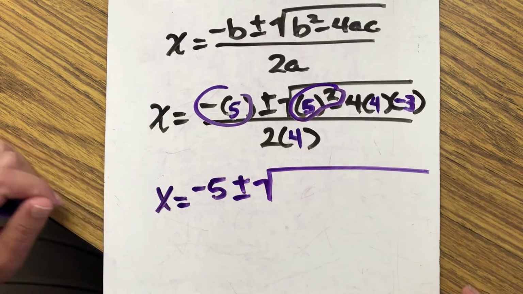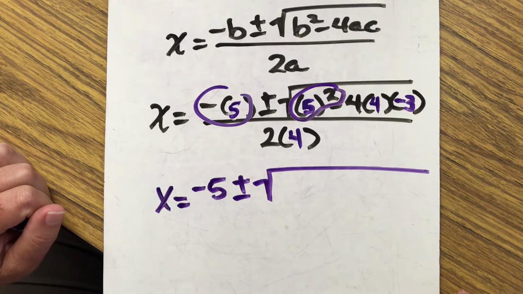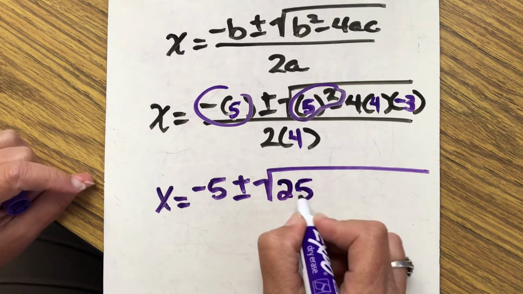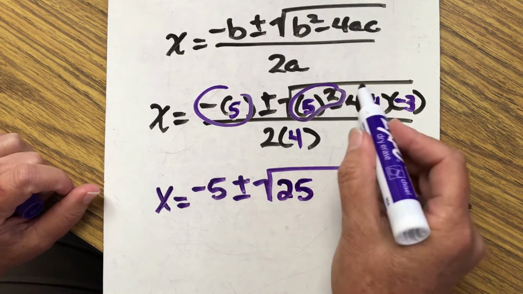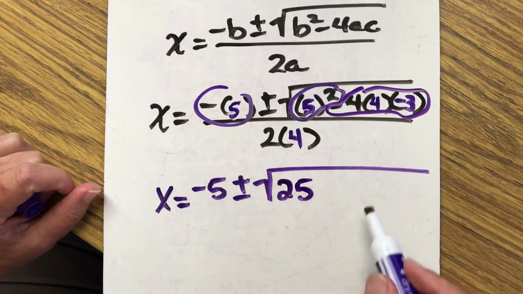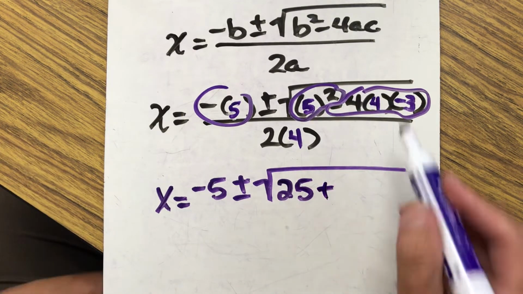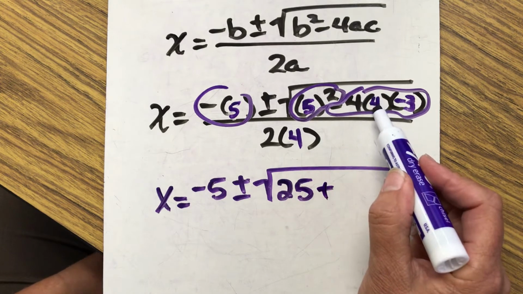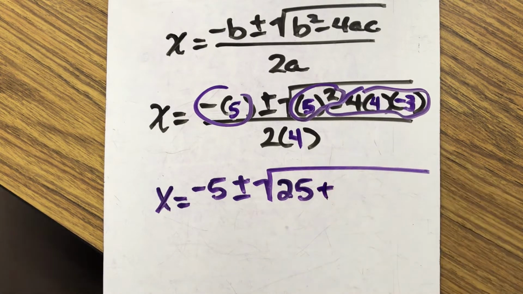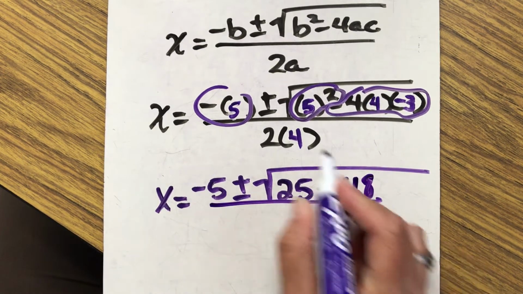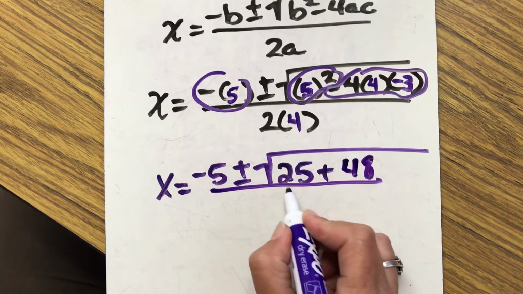5 squared is 25, not 10, so you got to be careful on that one. Now we have two negatives in our cloud of doom here, negative and a negative. So that's going to give me a positive. And that's going to be 4 times 4, which is 16, and then 16 times 3, which is 48. All over 2 times 4, which is in fact 8.